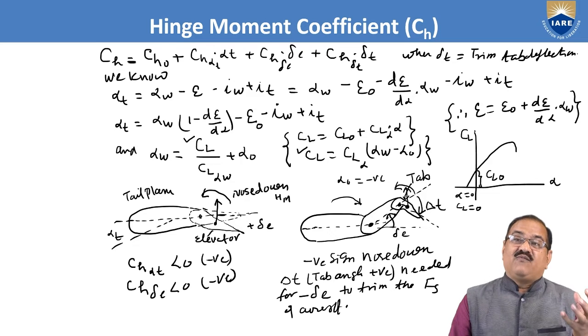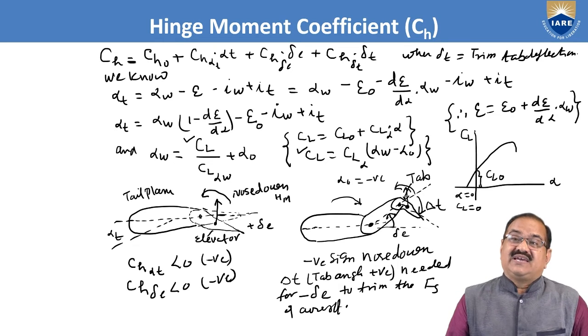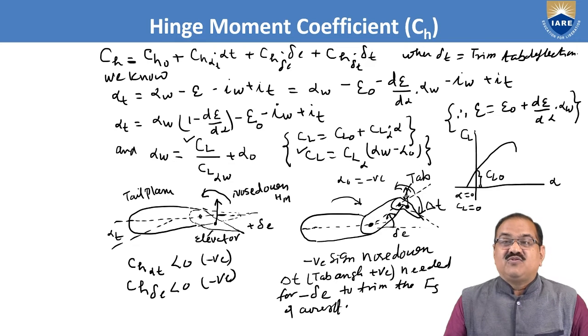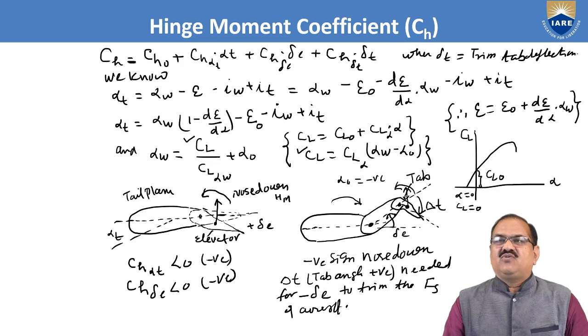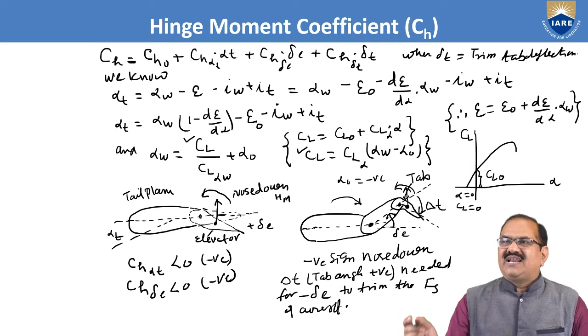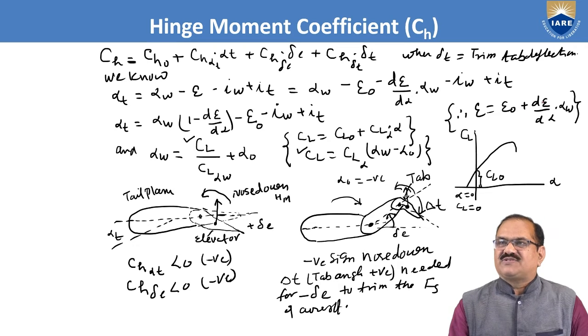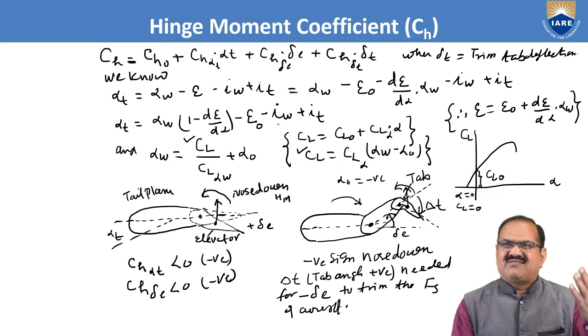Where alpha W is the angle of attack for the wing, epsilon is the downwash angle, IW is the wing setting angle, and IT is the tail setting angle. We have already done this. So we got that here alpha T is equal to alpha W into 1 minus d epsilon by d alpha, minus epsilon naught, minus IW plus IT. Here epsilon is equal to epsilon naught plus d epsilon by d alpha into alpha W. We have put this value and done this many times before also.